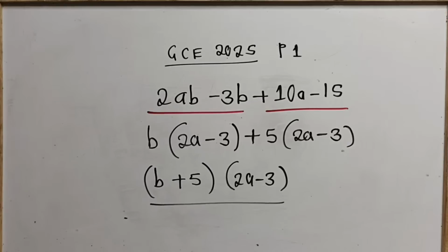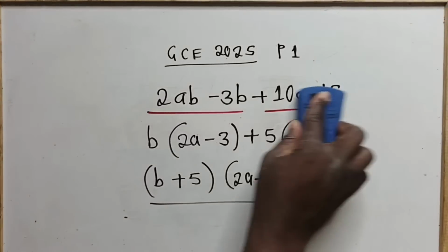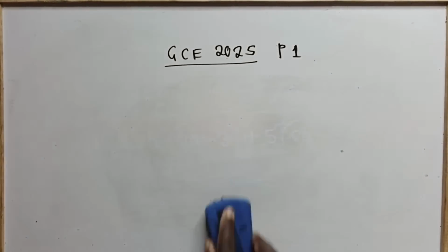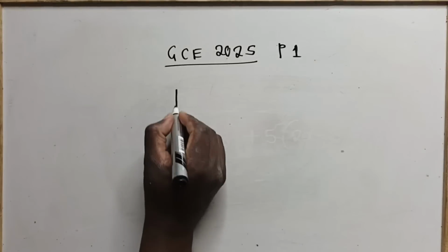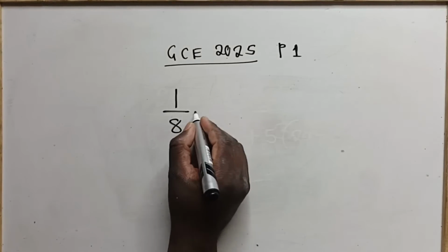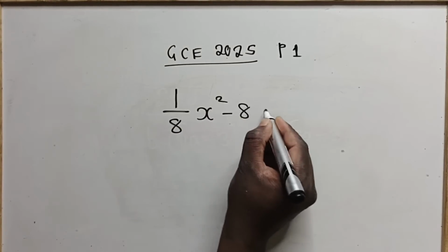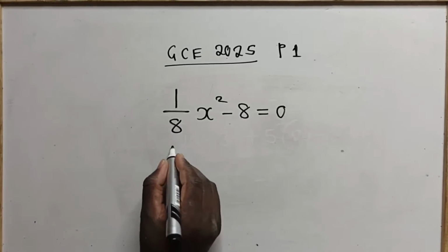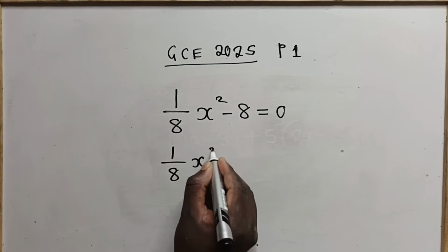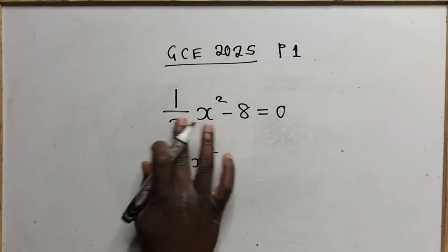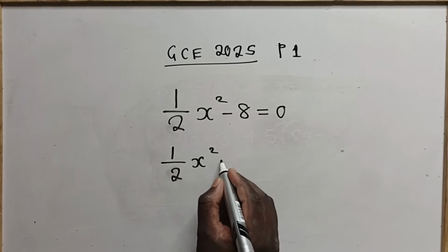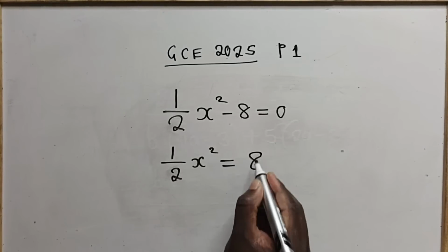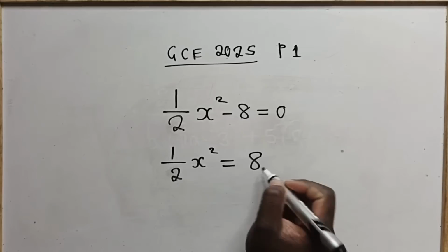The next question, it's an equation actually. It's a quadratic equation that needed to be solved. So guys, this paper wasn't as difficult as people may think it was. So here, we've got 1 over 8 x power 2 minus 8 is equal to 0. No, this is 2. It's a 2 here, and here it's a 2, okay? Minus 8 will be plus 8.